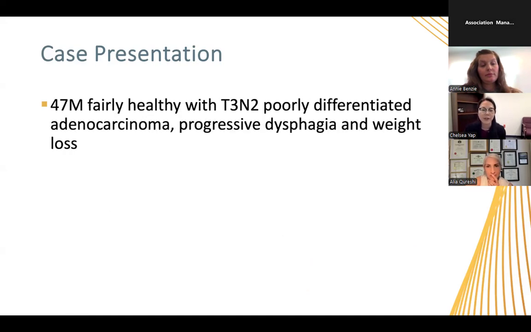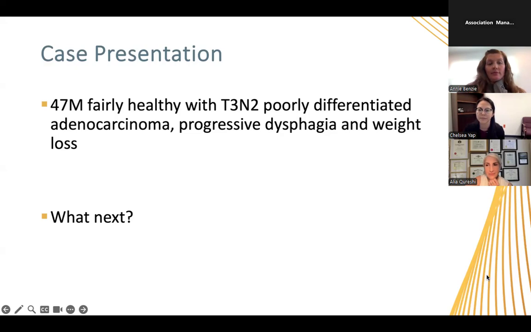So to summarize here, we have a 47-year-old male who's fairly healthy with T3 N2 poorly differentiated adenocarcinoma with progressive dysphagia and weight loss. Any thoughts from any other trainees in the crowd on what things we could do next? Dr. Russo, Dr. Soheim. And while people are thinking out there, I think you presented this really interesting case, Chelsea. So the signet ring cell, does that make you pause for a minute in terms of pathology and its significance?